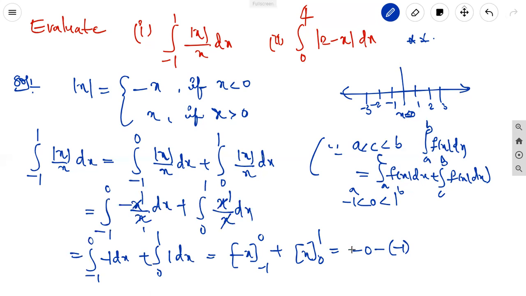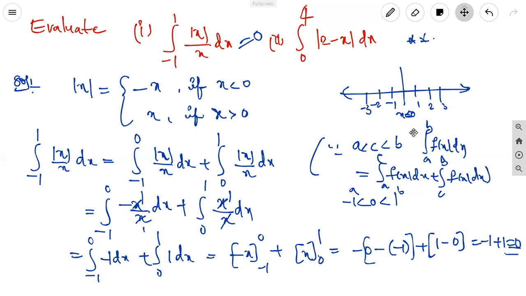Upper limit, here minus is taking common. Minus common, here 0 minus of minus 1 plus 1 minus 0. Here minus 0 means 0, minus into minus, plus into minus. Minus 1 plus 1 equal to 0. That is the first one. Therefore, this is equal to 0.